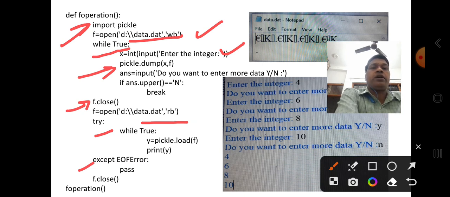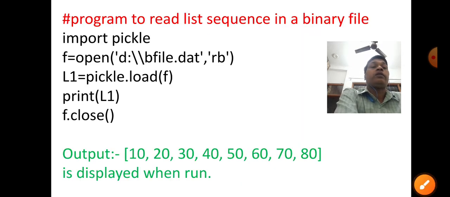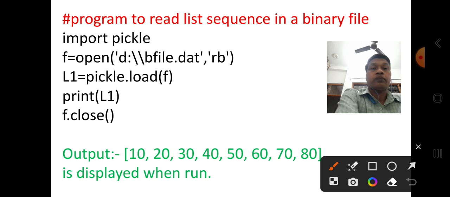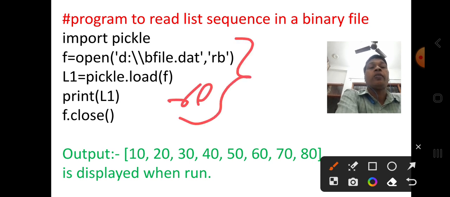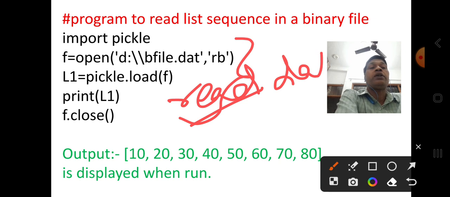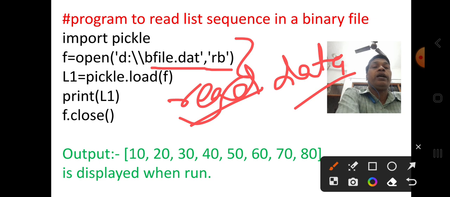You will replace it with while True, y is equal to pickle dot load f. As usual, I have read data here. You can read data separately. You have used the open function, and after that passing the file name with file mode rb, you can use pickle and you can just print. These are the mechanisms to read data from a binary file.